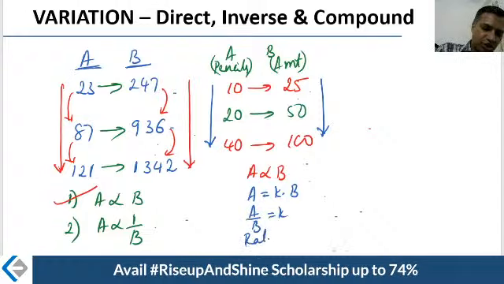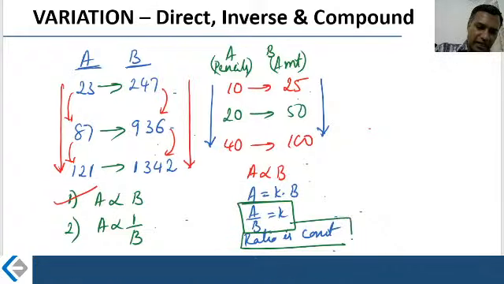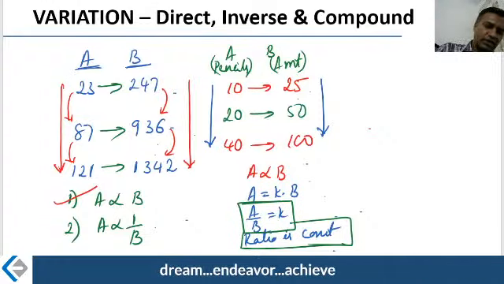Nothing but the ratio is constant. That's a point here. A by B is equal to K. Directly proportional means what? A by B is equal to a constant. In other words, the ratio is constant. That's a very important word. Ratio is constant. Think about it.